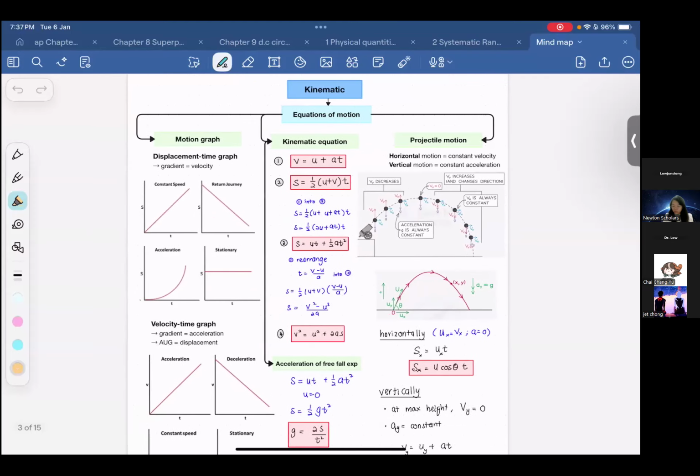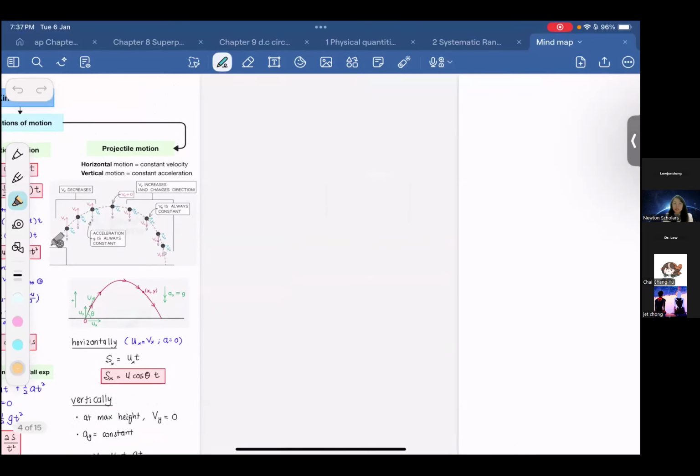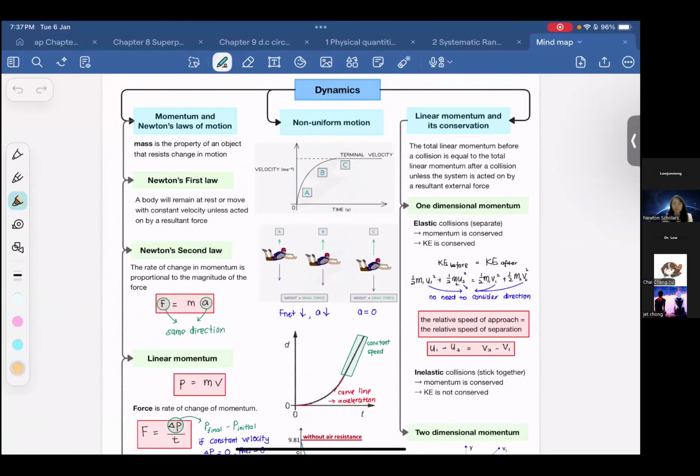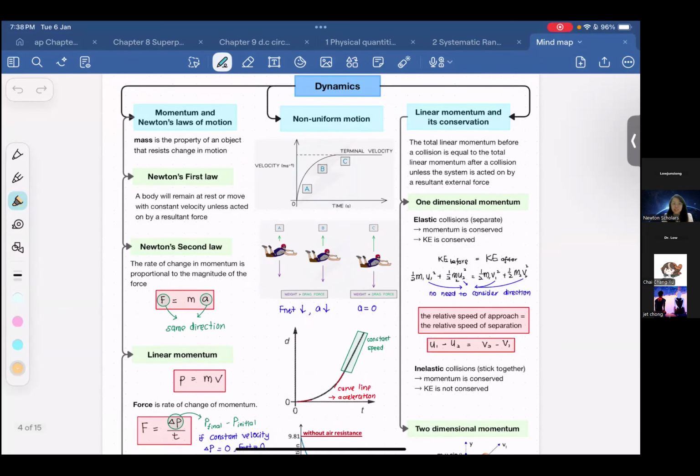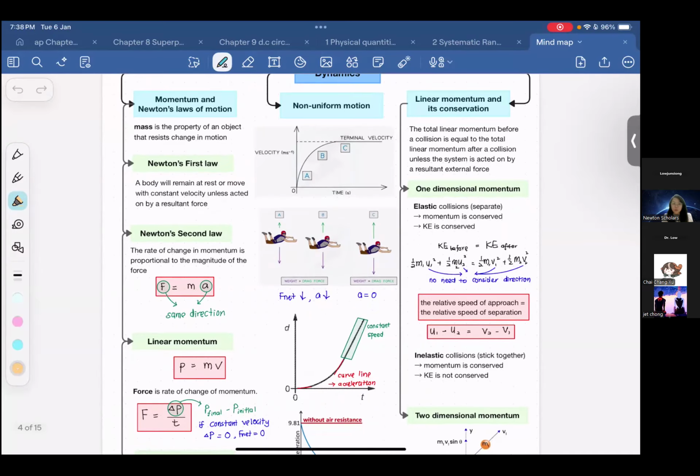In chapter 3, it is called dynamics. This one is about motion, and why the motion happens, so it will involve force. F equals ma will be mentioned in chapter 3. Dynamics, so we'll learn about Newton's laws. It seems similar to what we learned in year 10 and year 11, but actually the knowledge goes deeper.